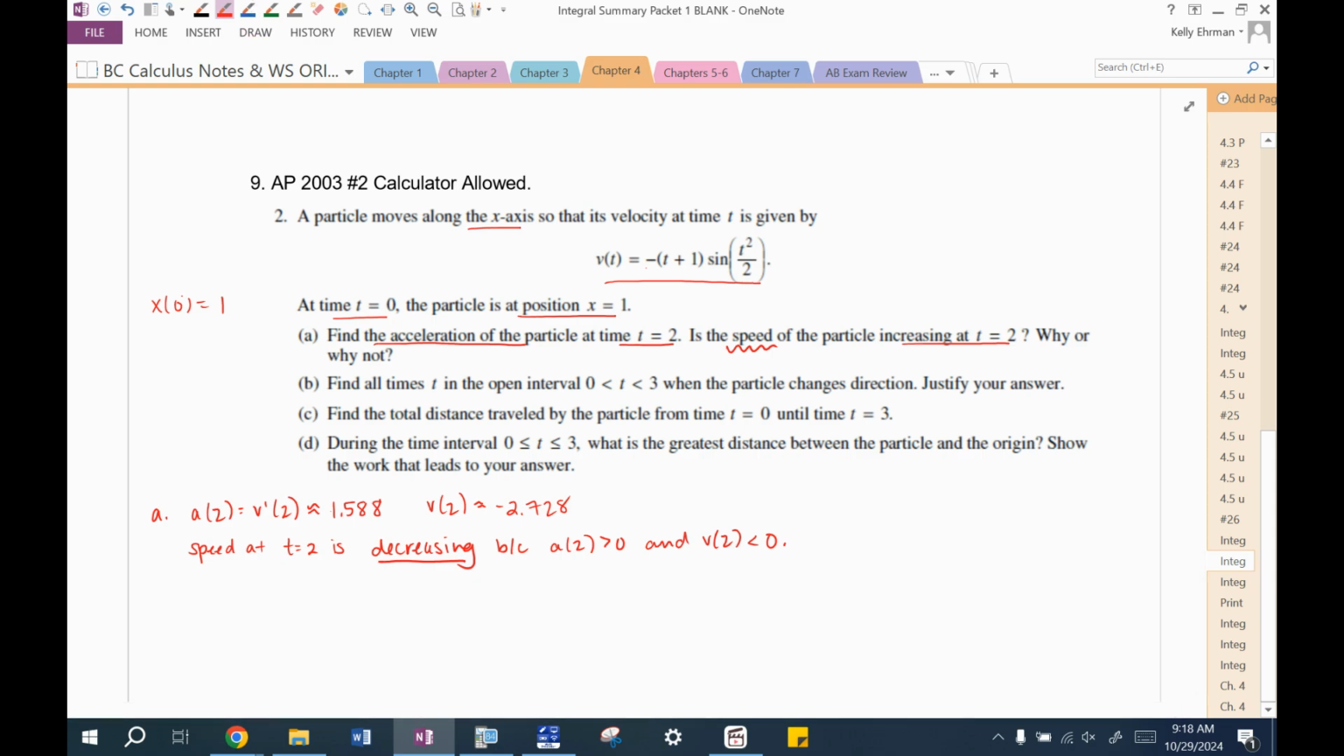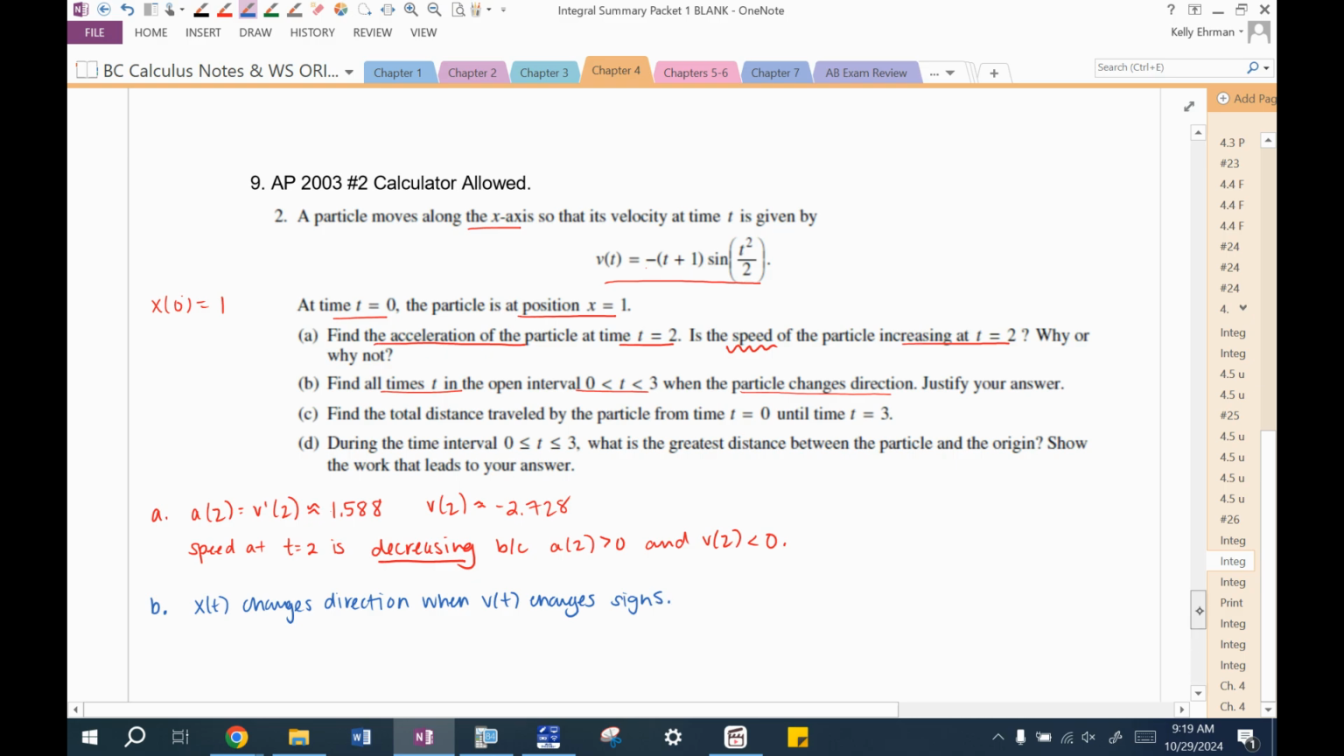All right, for part B, find all times in the open interval 0 to 3 when the particle changes direction. When does the position change direction from left to right or vice versa? That's when velocity changes signs. Sometimes I like to write my reason down before I investigate it so I know what I'm looking for. So position is on the x-axis. x of t changes direction when v of t changes signs. So that's my justification right off the bat.